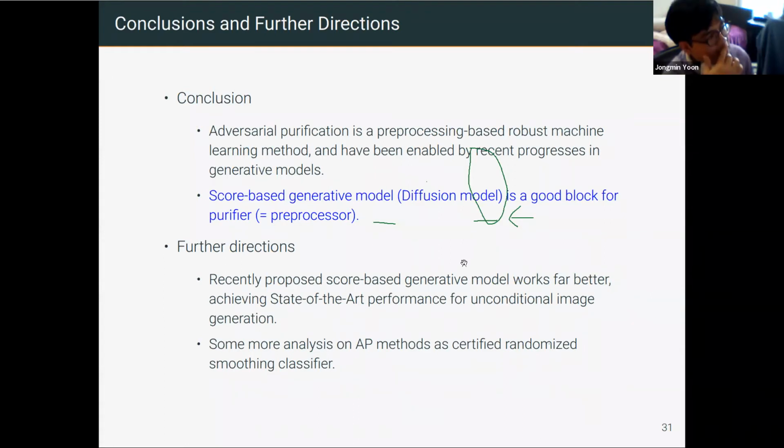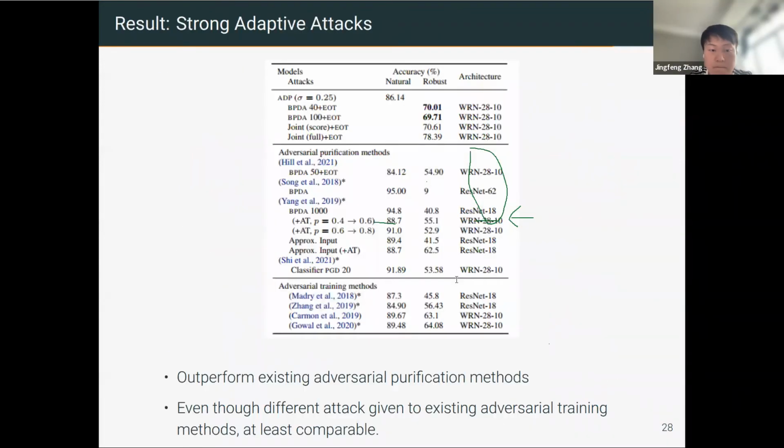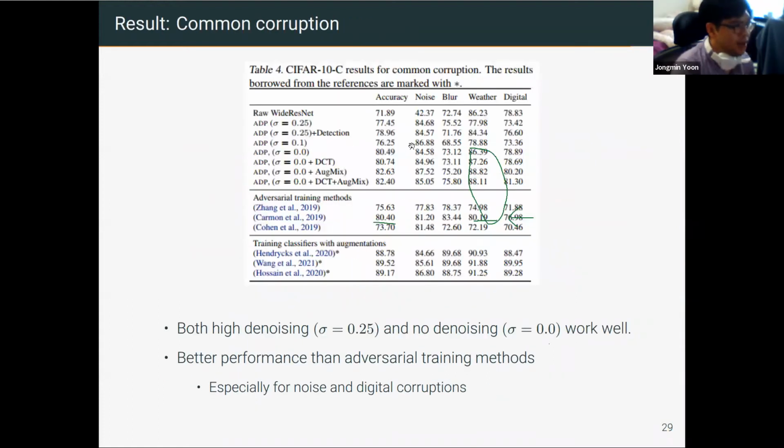I see. However, I empirically showed that for common corruption, the noise corruption in the common corruption benchmark includes impulse noise, and impulse noise is a kind of sparse noise. I empirically showed that our method using the score-based model also recovers a good original image from this sparse noise adversarial input. Well, this is just empirical. To the best of our knowledge, this cannot be shown from the certified randomized smoothing classifier perspective.